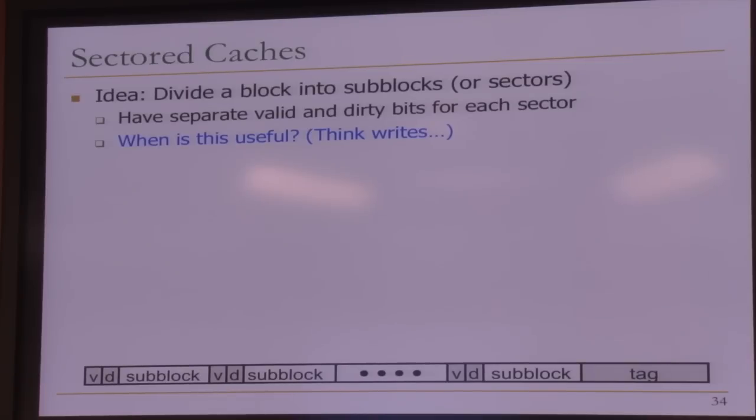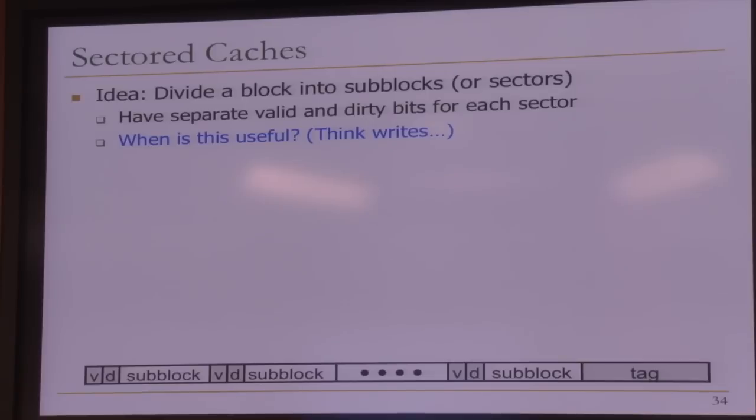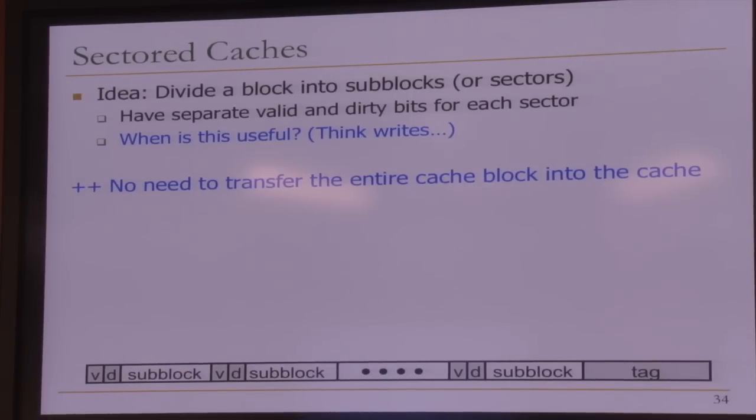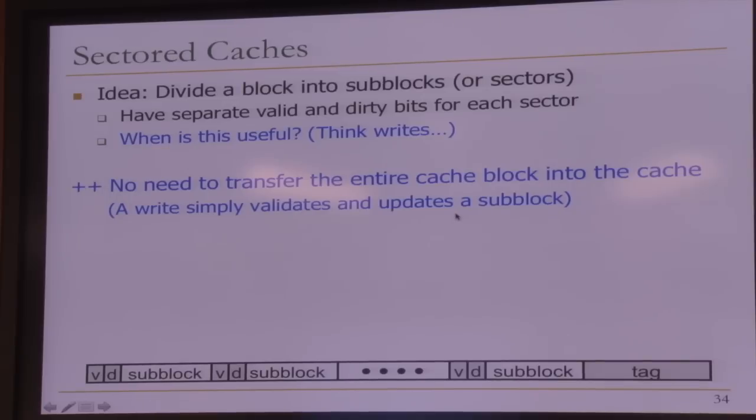And if you attended the talk on Wednesday, this was one of the things that the speaker was complaining about. Basically, I guess he was complaining that Intel and AMD processors don't have sectored caches. But people have implemented sectored caches. A lot of IBM processors have sectored caches, for example. If you read the Z processor series cache documentation, you'll see that they have sectored caches. The big upside is there's no need to transfer the entire cache block into the cache. And this was what the speaker wanted also on Wednesday. He said, I'm writing this entire block. Why is this processor bringing the block into the cache first? So a write simply validates and updates a subblock.